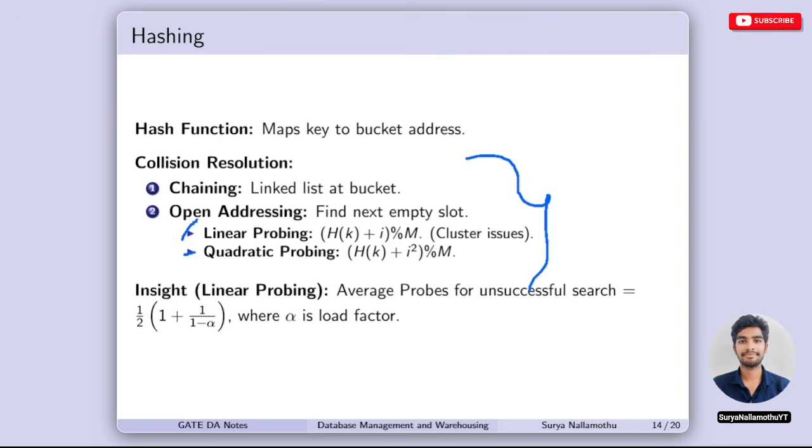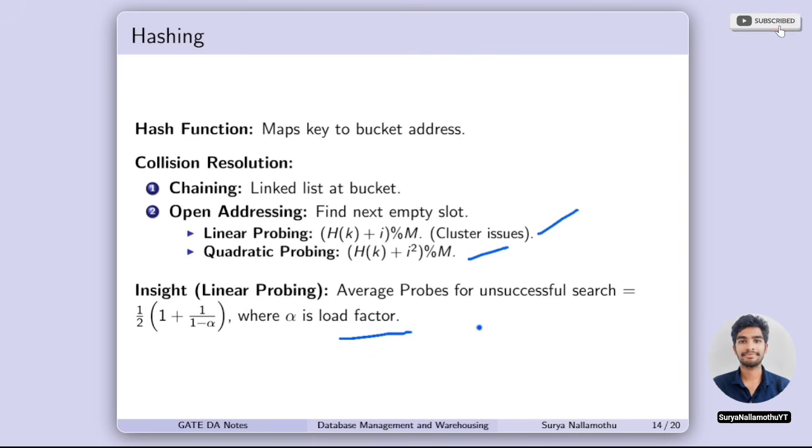The linear probing method uses (h(k) + i) mod m. There is a clustering issue that happens in linear probing, so this is the reason we go to quadratic probing. In quadratic probing, this issue does not happen. That's why we first apply linear probing, then quadratic probing is helpful. Insights: the average probes of an unsuccessful search is equal to 1/2 of (1 + 1/(1 - alpha)^2), where alpha is the load factor.